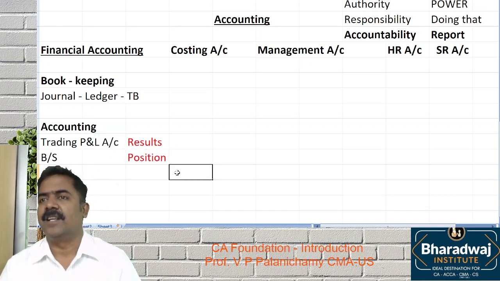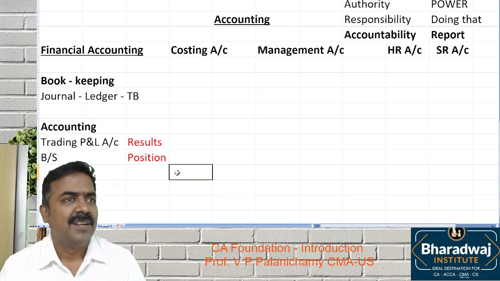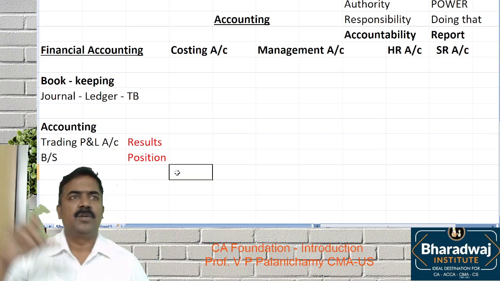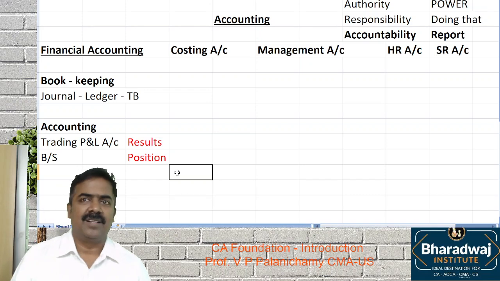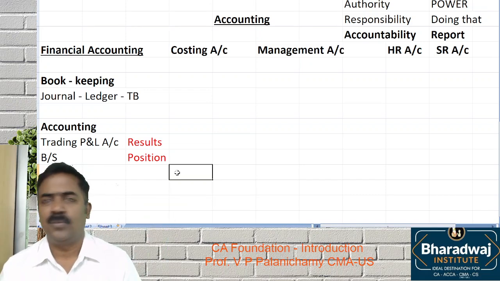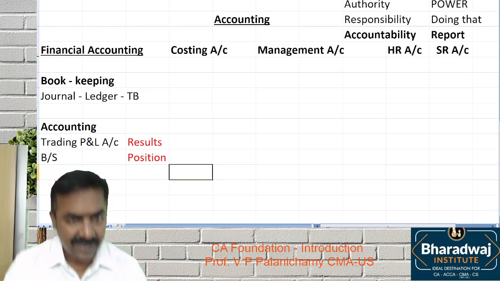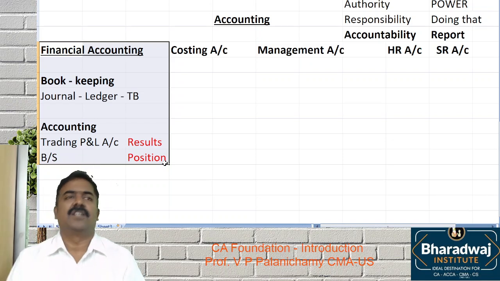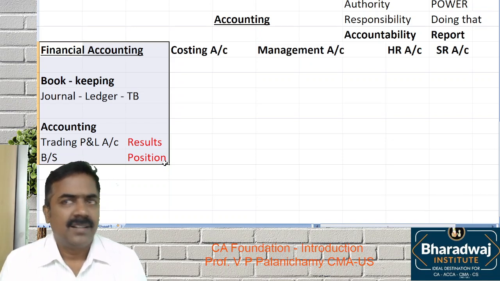Assets and liabilities on a particular date. These are my assets, these are my liabilities, these are my receivables, these are my payables. This is what I can collect, this is what I have to pay, and this is the owner's capital. Like that, we present the financial position. Which accounting is this? Financial accounting. Clear?